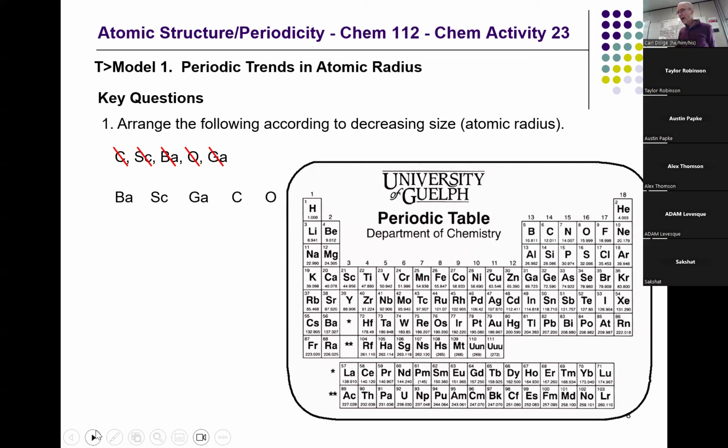The other thing I would highly encourage you to do is put these greater than or less than signs, just in case you happen to put it in the opposite order. At least you'd be communicating to me that you know that oxygen is the smallest. Let's say you missed the word decreasing and decided to list them in increasing size. If you do it legitimately, so you go oxygen, carbon, gallium, scandium, barium, and you show greater than signs going this way, well then, yeah, I know you know what you're doing.